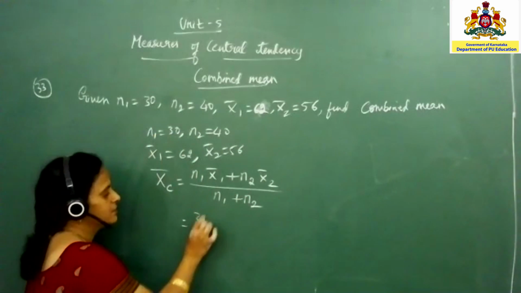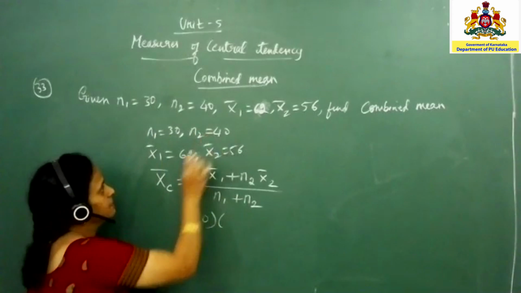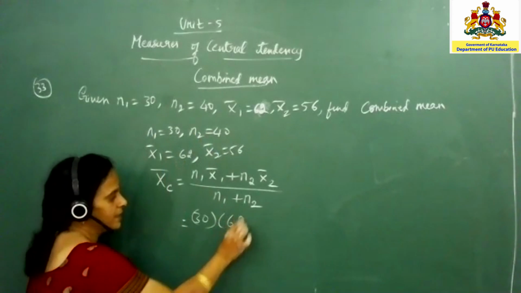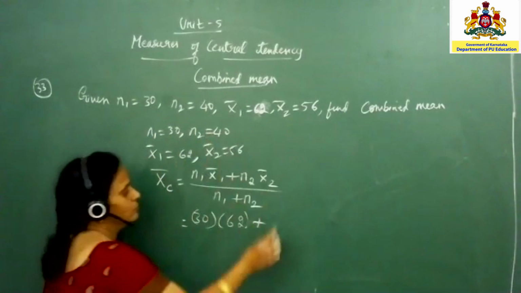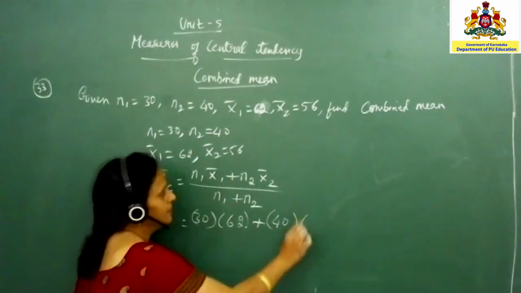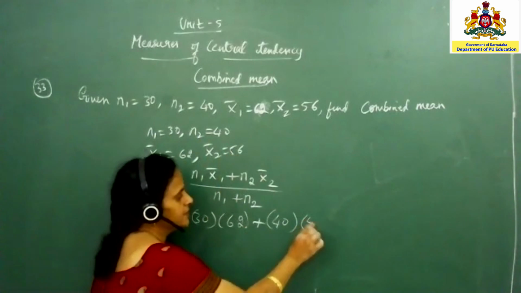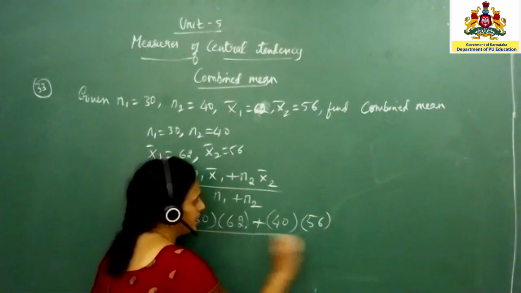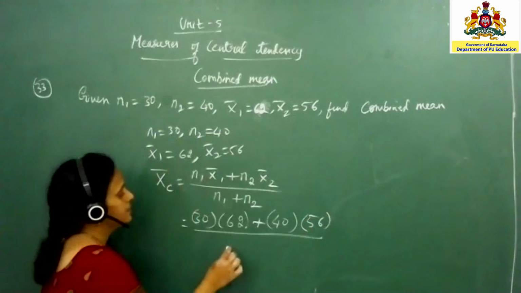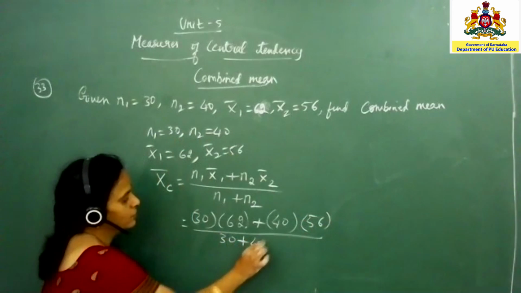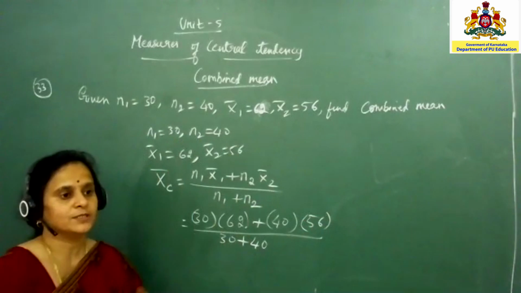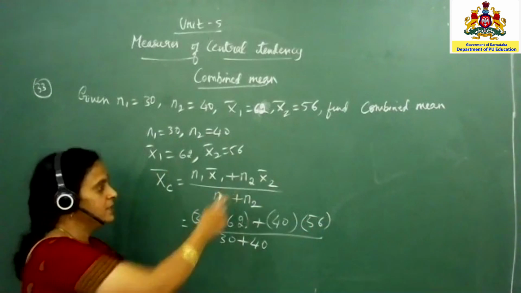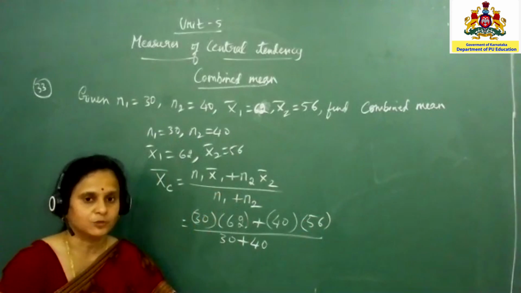Now I'll make the substitution. N1, which is given as 30, I'll write that 30. X bar 1, which is 62, I'll write it. Plus N2, 40, I'll make the substitution. X bar 2 is 56. Divided by N1, which is 30, plus N2, which is 40. So this is called the substitution step. Whenever we rewrite the formula, the second step should be the substitution step.